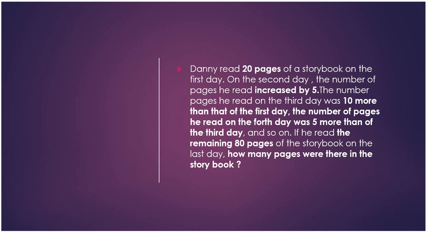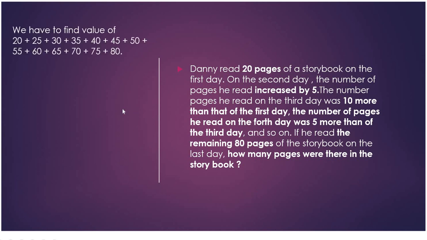Okay, let's see the answer. So we have to make our number sequence first, right? We have to find the value of this number sequence, right? Start with 20, increase by 5: 20, 25, 30, 35, 40, 45, 50, 55, 60, 65, 70, 75, till we end up with 80. Now we make our number pairs.